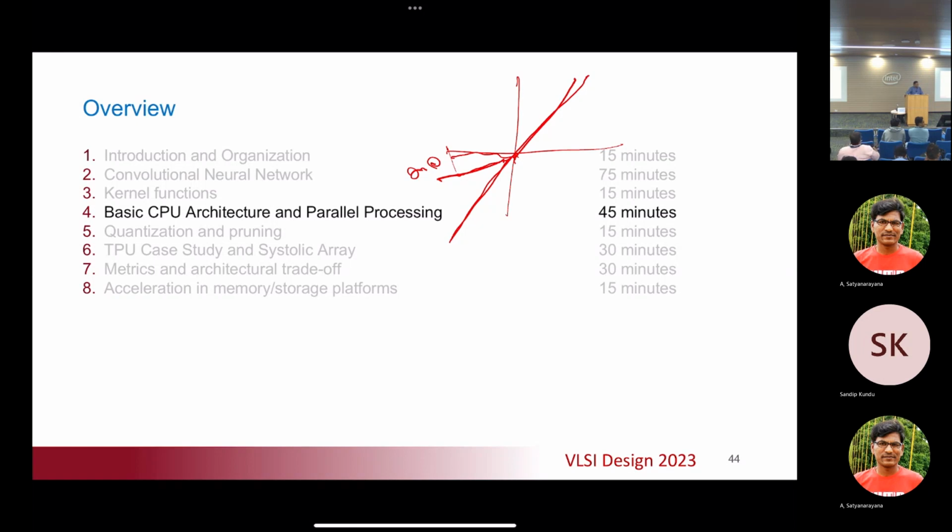Sir, one small doubt. How are the trained bfloat16 weights converted to the integer 8 format? Is it coming up? Okay, sir. Thank you.